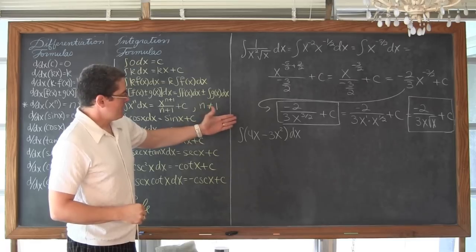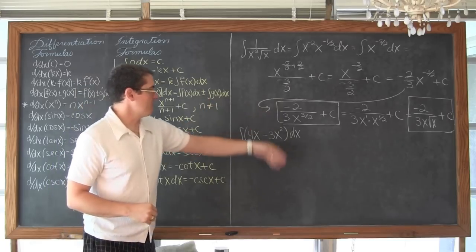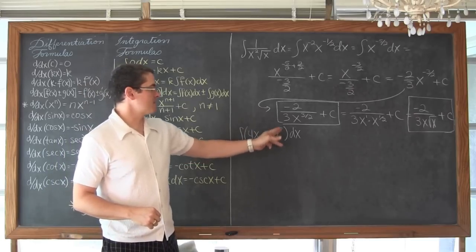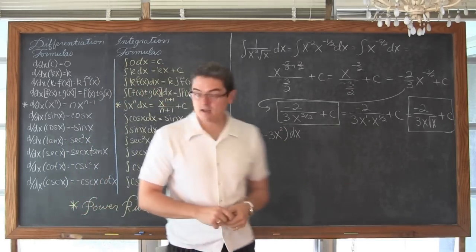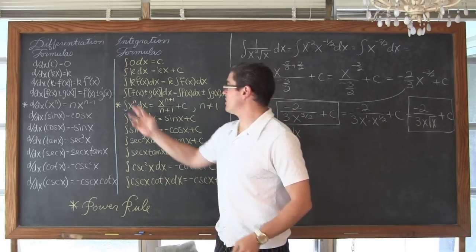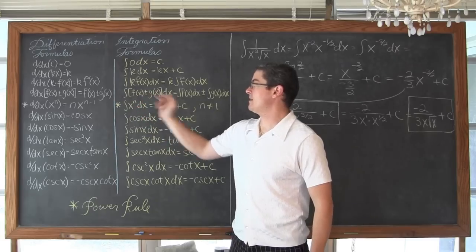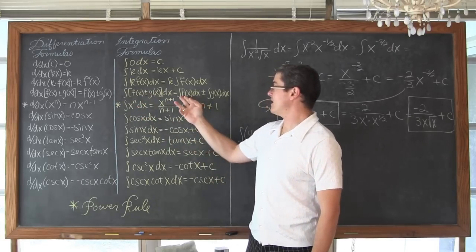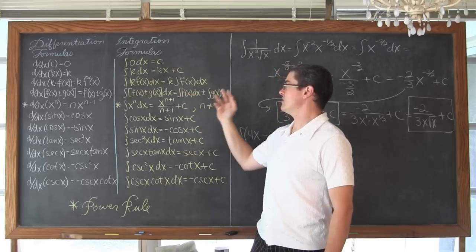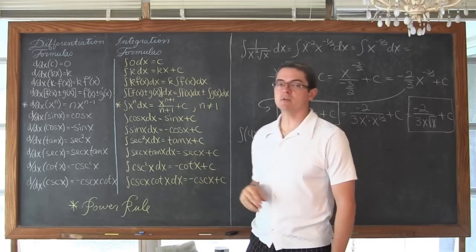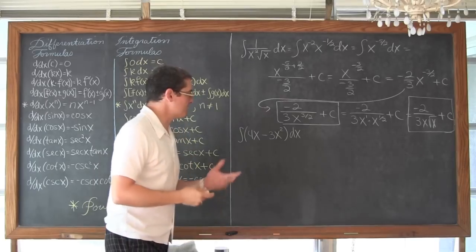We want to find the antiderivative of 4x minus 3x squared with respect to x. And this rule here says that if we want to find the integral of two terms being added or subtracted together, we just find the integral or the antiderivative of each of those individual terms and apply the plus or minus function in the middle.